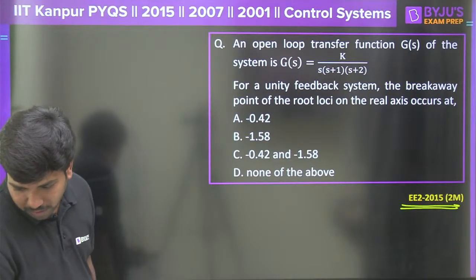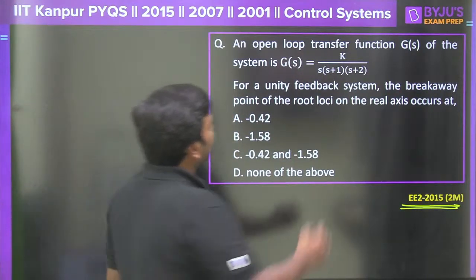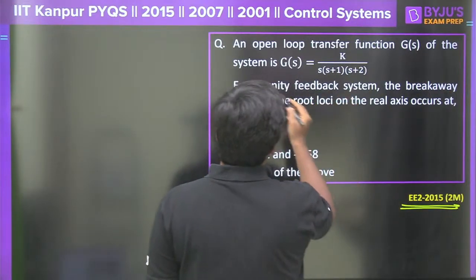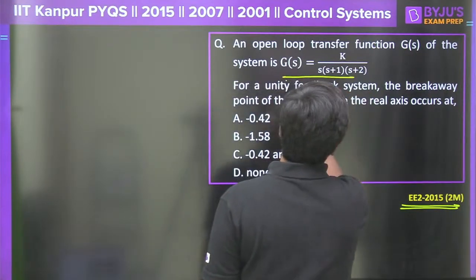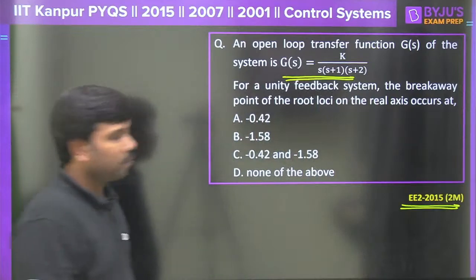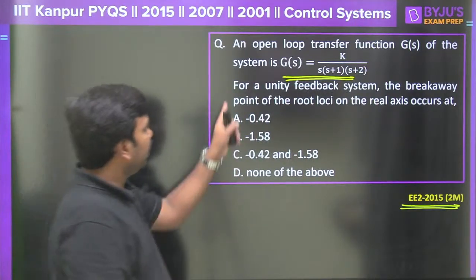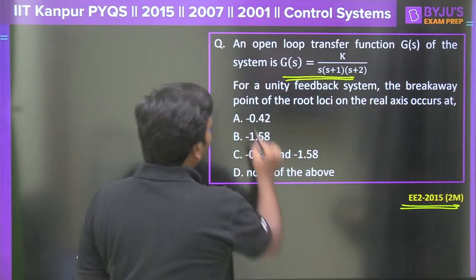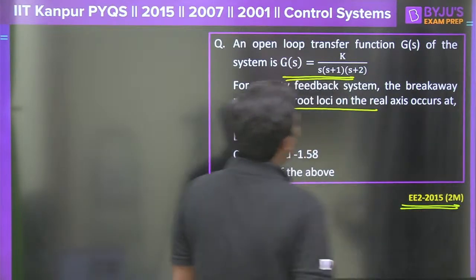Now Jansi, very good. So please let me know. This question: an open loop transfer function G(s) of the system is given as G(s) = K divided by s into (s+1) into (s+2), right? For a unity feedback system, the breakaway point of the root loci on the real axis is dash.